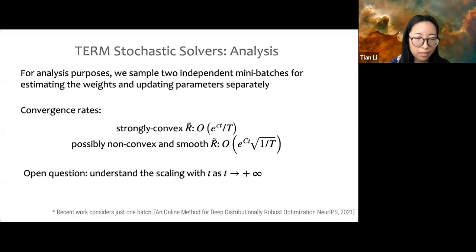So an open question is how do we get rid of that, or is it possible to get rid of that? So basically, to understand the scaling with t as t goes to positive infinity, because in this case we are showing a result with exponential scaling, but in practice we observe something much better when we do our experiments. It's still an open question to understand the actual scaling with t under our algorithms.